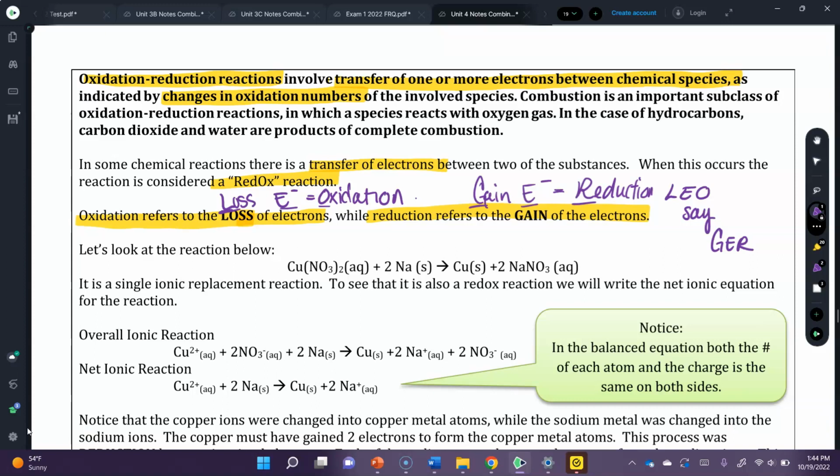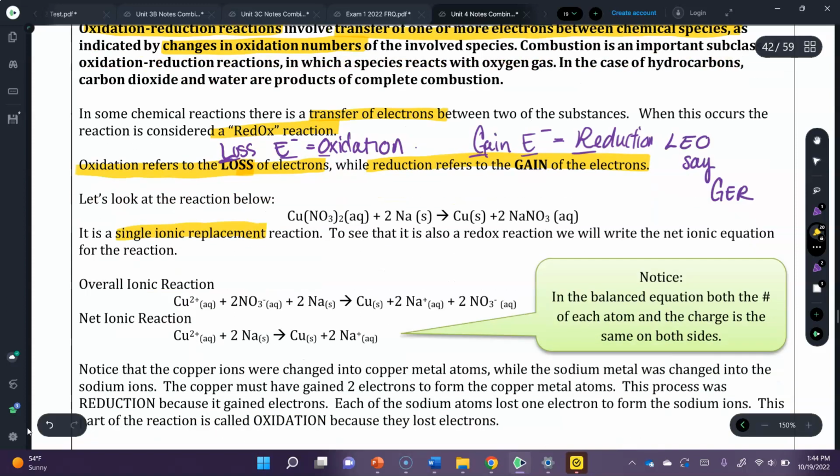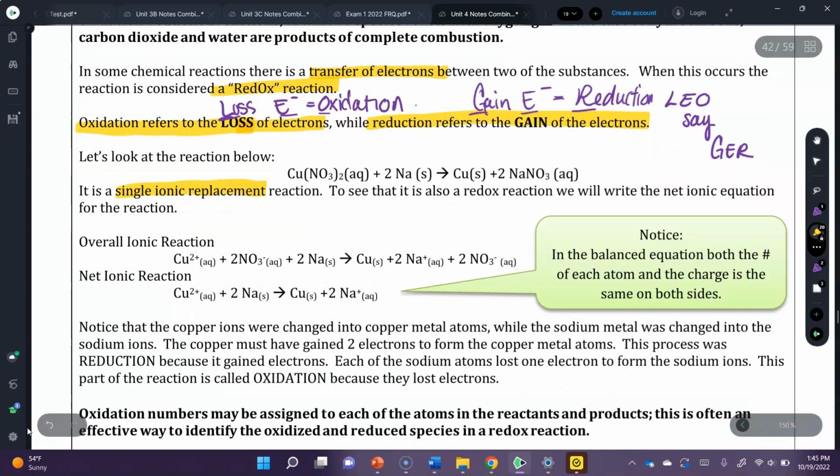So looking at this reaction below, we see that it is a single ionic replacement reaction. To see that it is a redox reaction, we need to write the net ionic equation. There is a way to skip past this part. We will go over that later. So we have our overall and our net ionic.